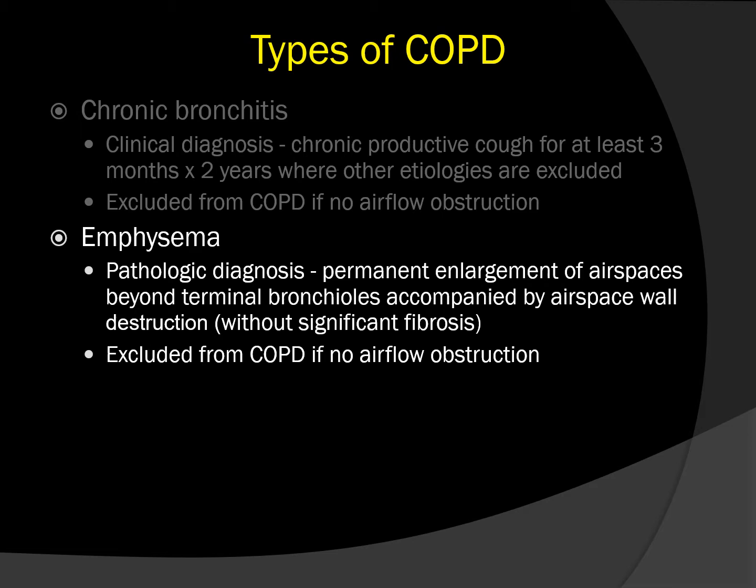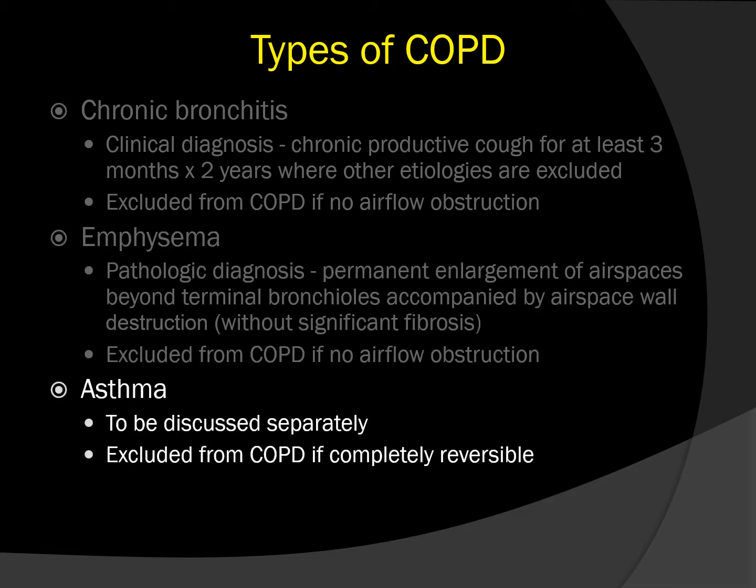Emphysema is a pathologic diagnosis. It's defined as permanent enlargement of air spaces beyond terminal bronchioles accompanied by airspace wall destruction without significant fibrosis. Even though it's a pathological diagnosis, we are able to diagnose this clinically because there are so many good correlates to emphysema that we almost never look at pathology. We'll go over those correlates in future talks. We also exclude emphysema from COPD if there is no airflow obstruction.